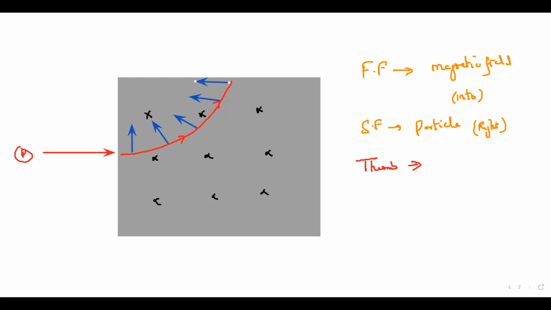What if we have a negative particle entering from the same direction? If a negative particle enters from the same direction, as a result, what will happen? It will move in the opposite direction.